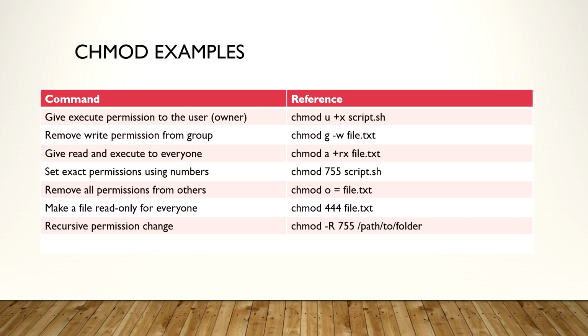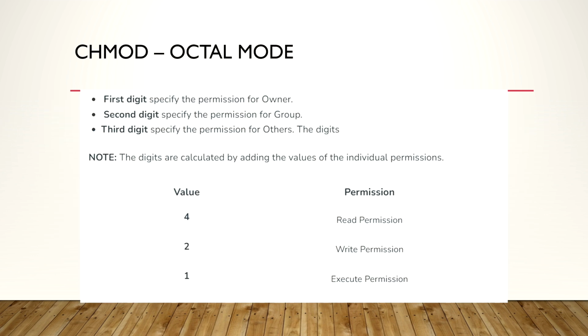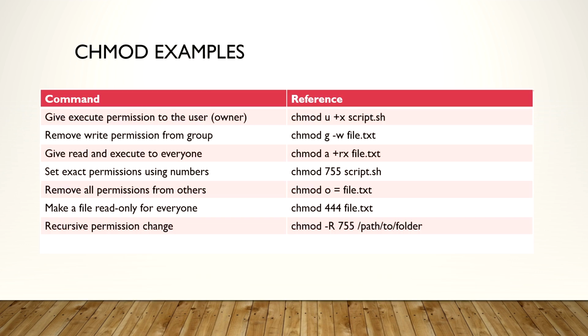And one more: set exact permissions using numbers. Here you can see 7, 5, 5. So what is 7, 5, 5? The 7 is for the user, who has read, write and execute. The group has read and execute, that is 4 and 1, and the others have read and execute only. Only the owner has read, write and execute permission. Okay, this is about 755.